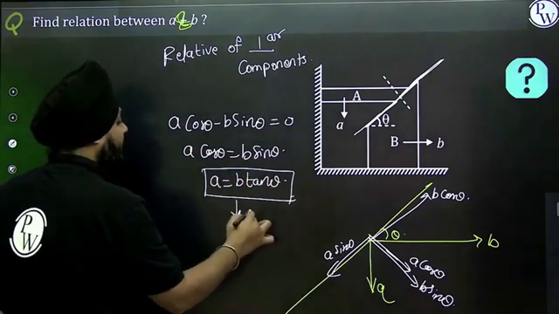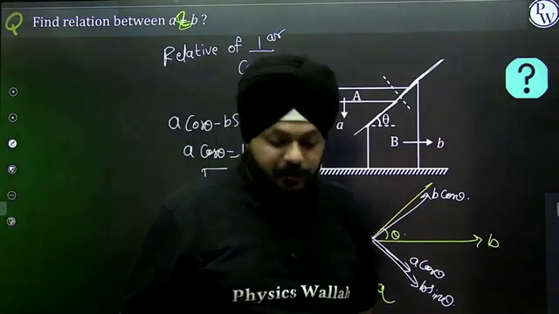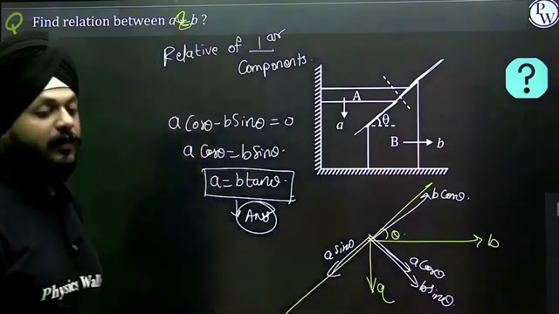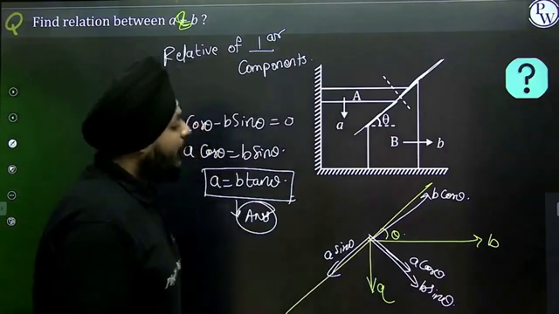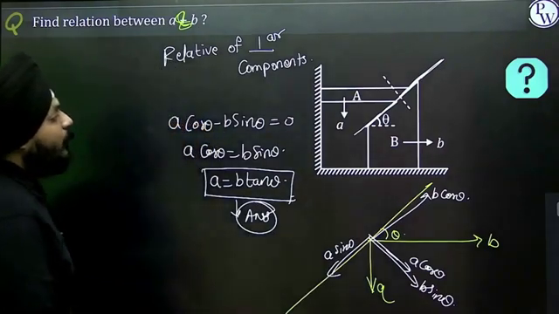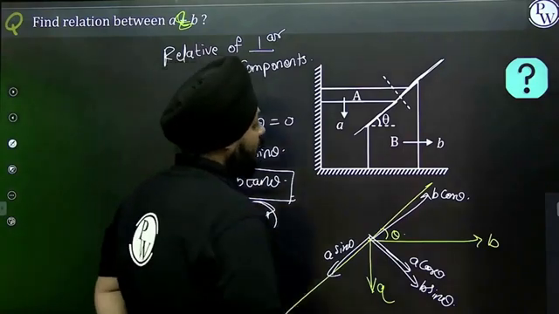And that is the perfect answer for this specific question: A is equal to B tan theta. A cos theta, B sin theta. You can just see where I have drawn this component.